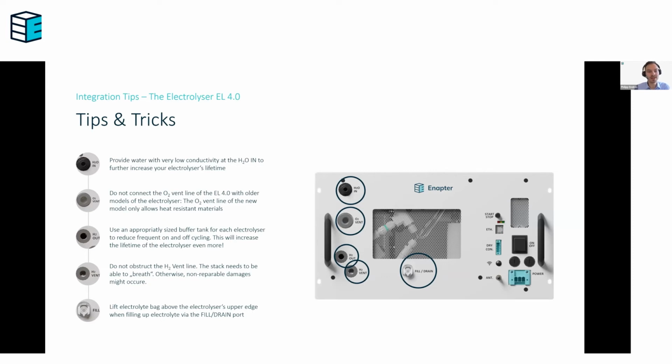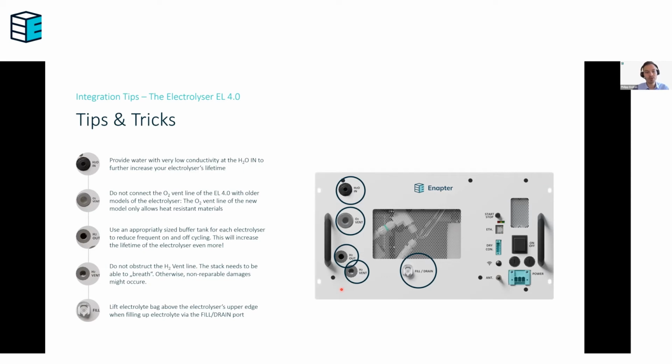Then use an appropriately sized buffer tank for the electrolyzer to reduce frequent on and off cycling. We also talked about that a bit in the previous presentation in the question and answers. A buffer tank makes sense if you don't have a big tank anyway. If you are attaching a fuel cell or a compressor or something like that, then a buffer tank really helps to reduce the number of starts and stops, and increases the overall lifetime of the electrolyzer. That's very useful.